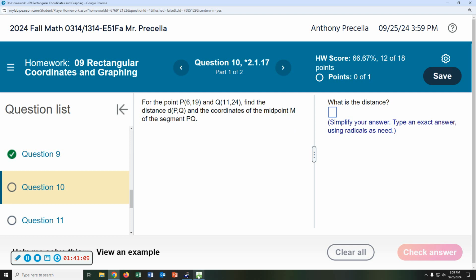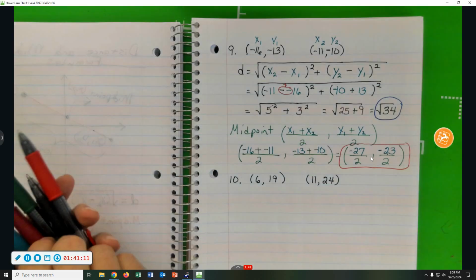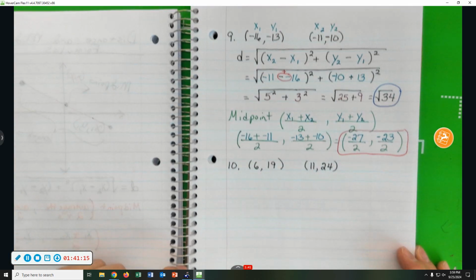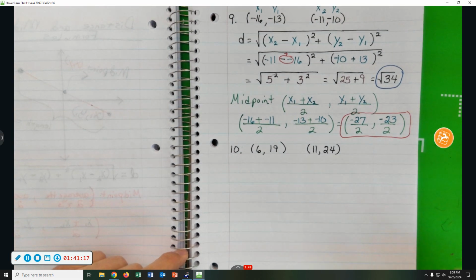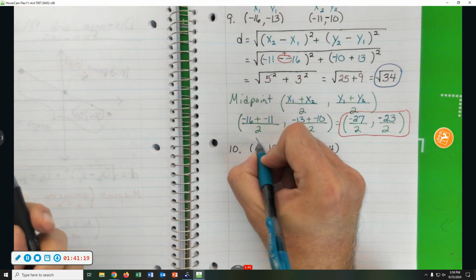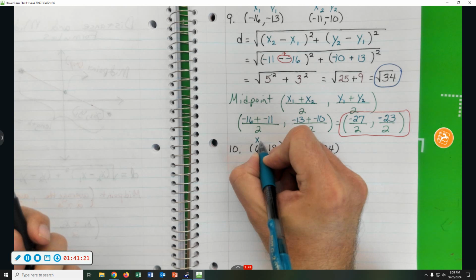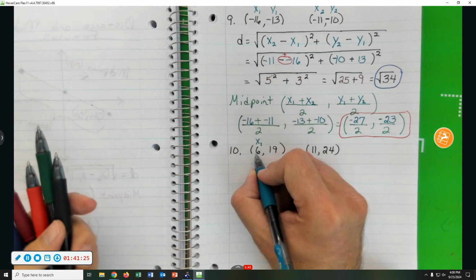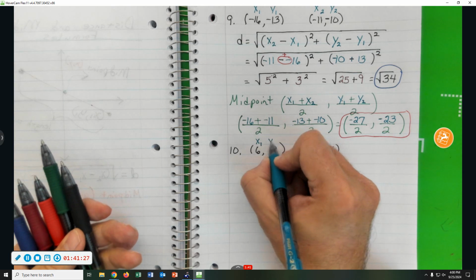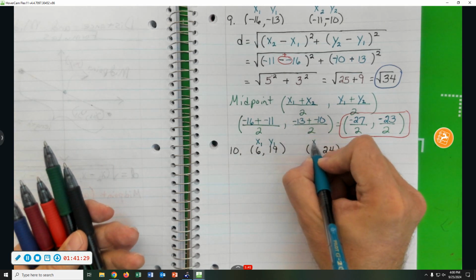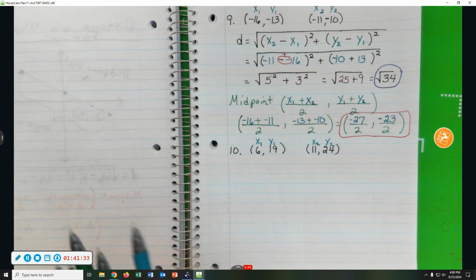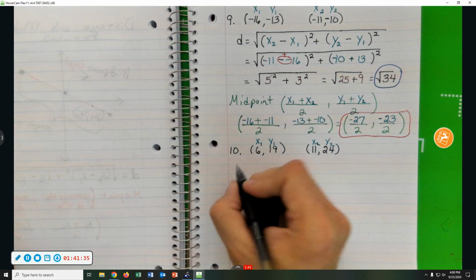Go ahead and label x1, y1. Make sure you're labeling x1, y1. The common mistake, people will go x1, x2. No. An ordered pair is the x coordinate of the first ordered pair, the y coordinate of the first ordered pair, the x coordinate of the second ordered pair, the y coordinate of the second ordered pair.